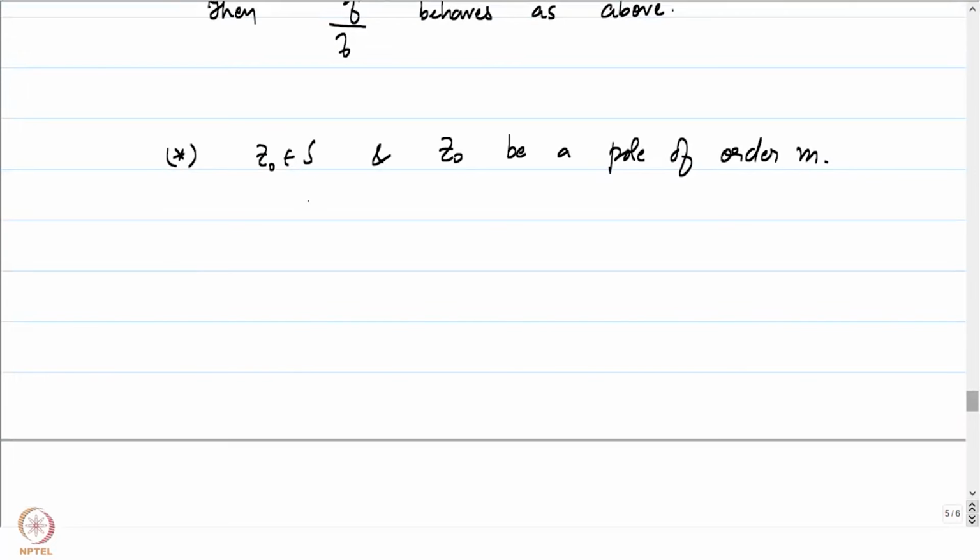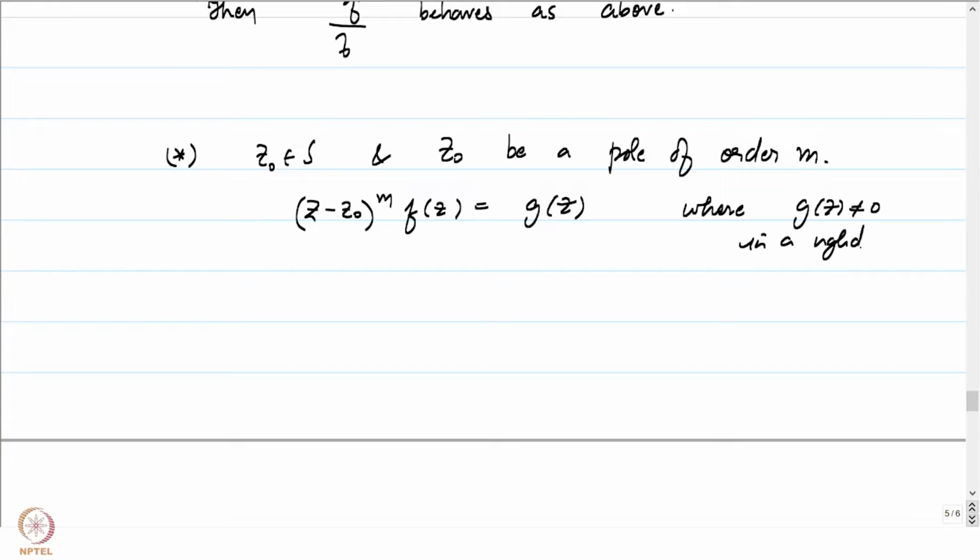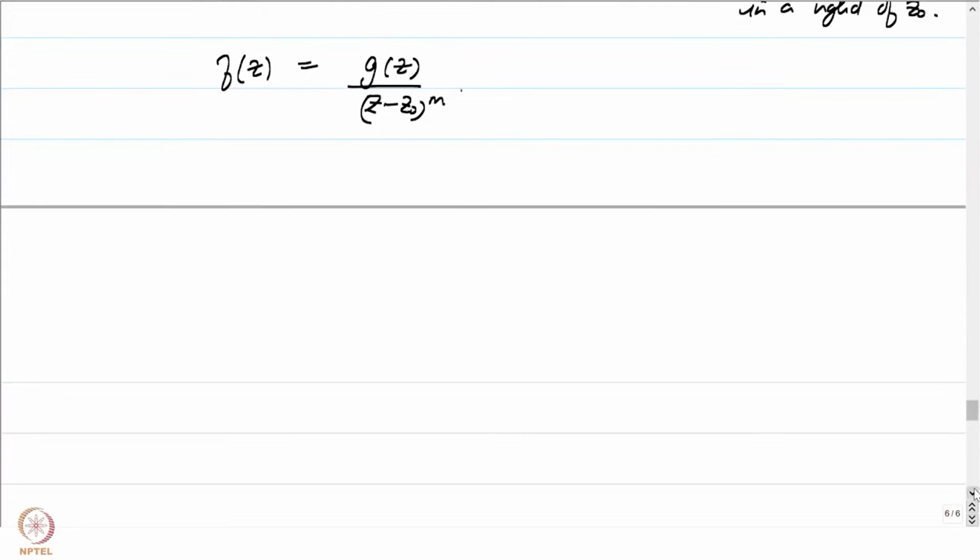Then what happens is that we have z minus z0 to the power m times f of z equal to g of z, where g does not vanish. g of z is not equal to 0 in a neighborhood of z0. Because of that, we can write f of z as the meromorphic function g of z by z minus z0 to the power m. Then what will be the log derivative?